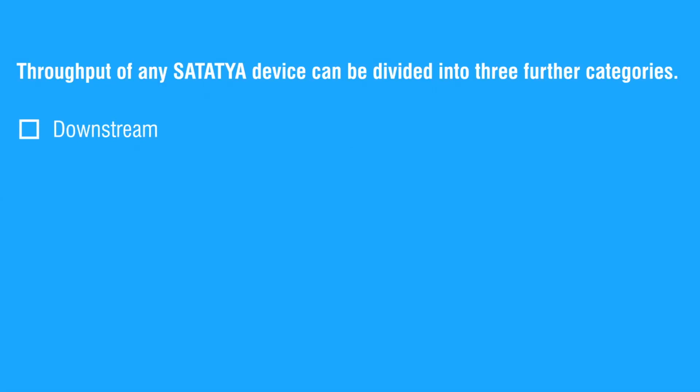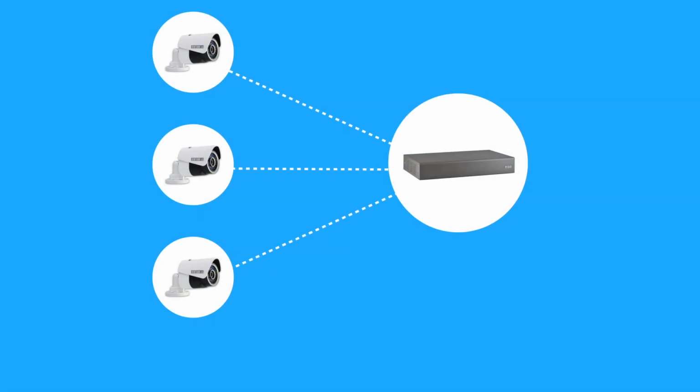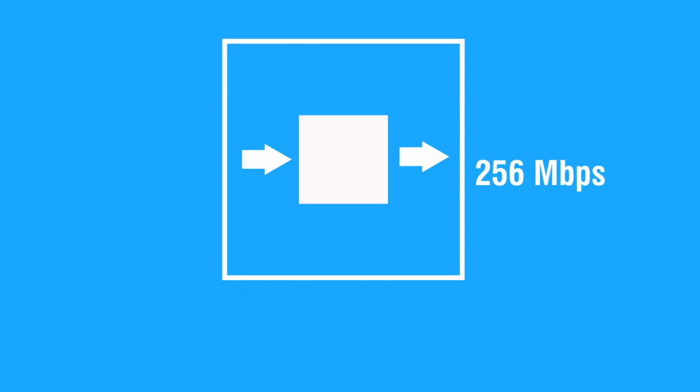Throughput of any Satatya device can be divided into three further categories. First, downstream, second, stream limit, and third, upstream. Let us understand about downstream. Downstream is the stream transferred from the IP camera to Satatya device. Throughput of Satatya Nvr64S is approximately 256 Mbps.